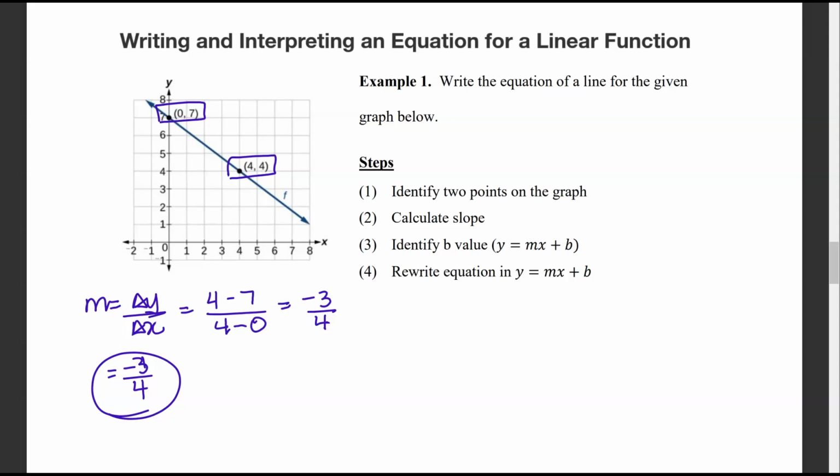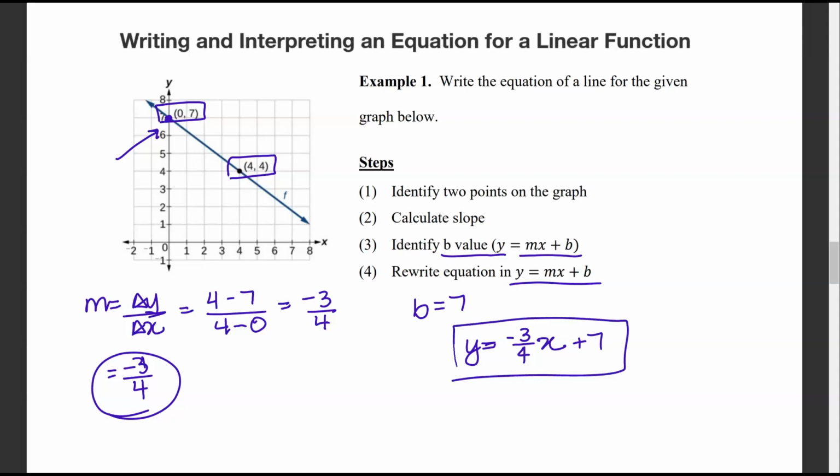We want to identify the b value in this equation y equals mx plus b. And this one is pretty nice because that b value, remember, is where we intercept the y-axis. And so we see that the b value in this case is b equals 7. So now we're going to rewrite the equation into this form. We would have y equals negative 3/4 x plus 7. And that's our equation.